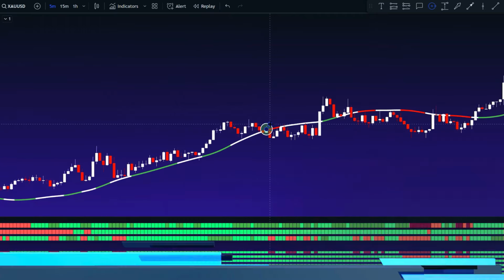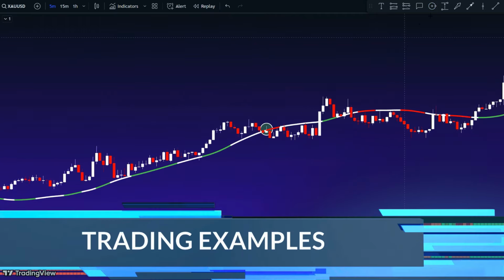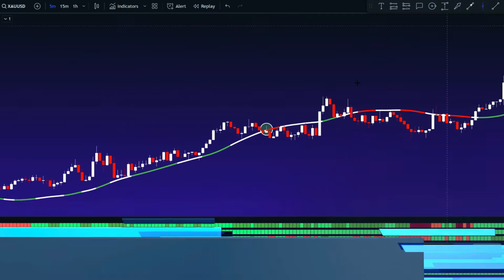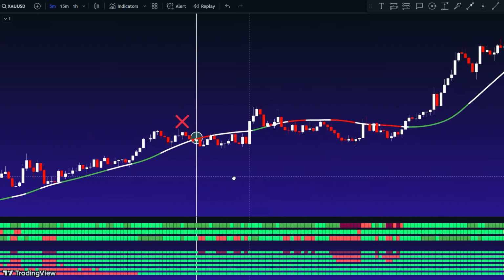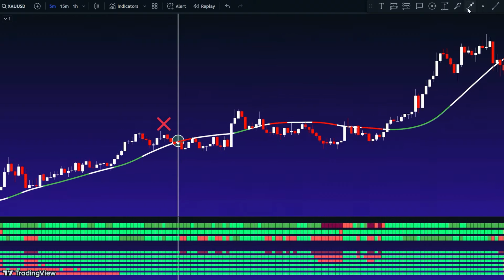Now let's take a look at some examples so you can see how the 10 indicators in 1 can help filter out those pesky fake and counter trend signals. Here we've got a white to red signal, which usually means sell. But check this out, the 10 indicators in 1 isn't red. So it's basically telling us to hold our horses. Same deal with the next signal, it's still green, so no sell just yet.